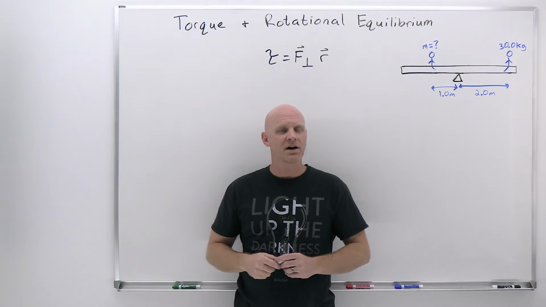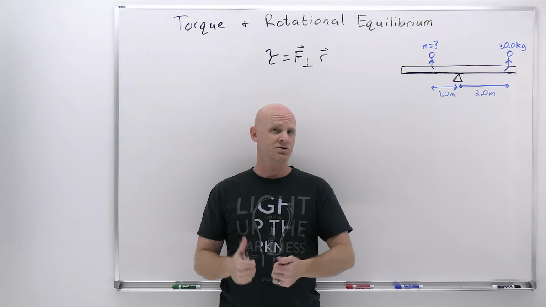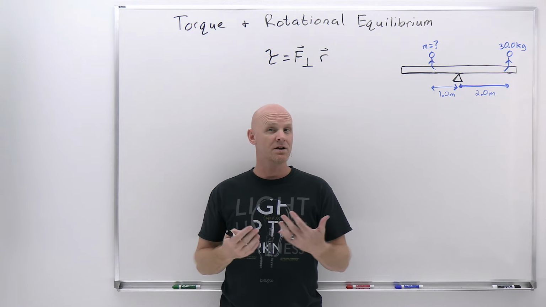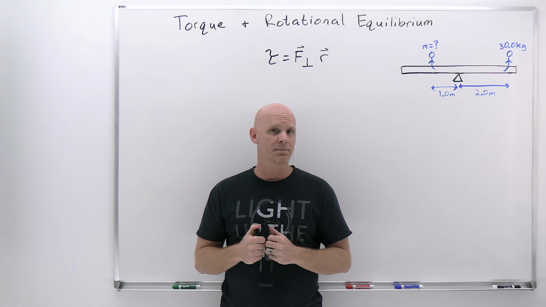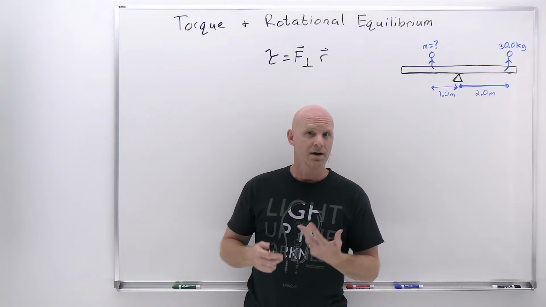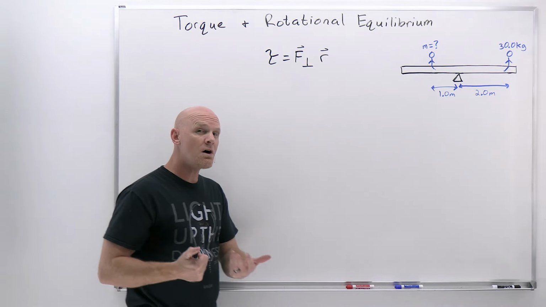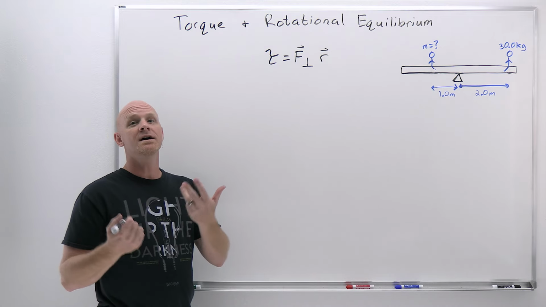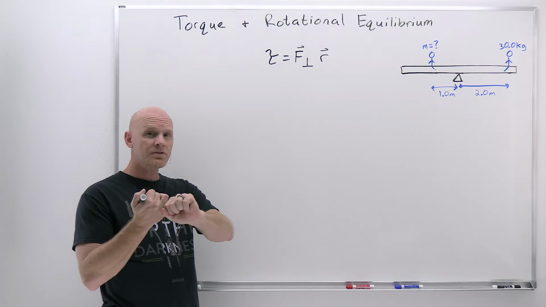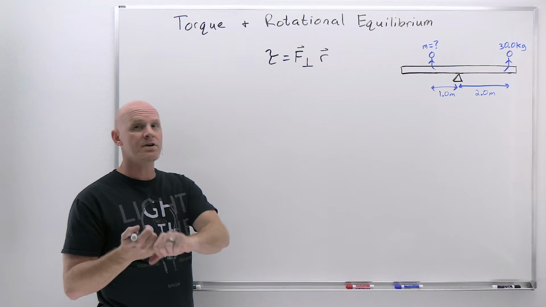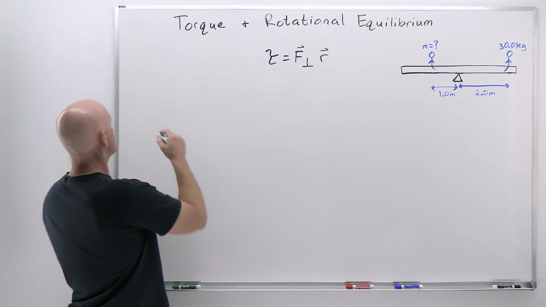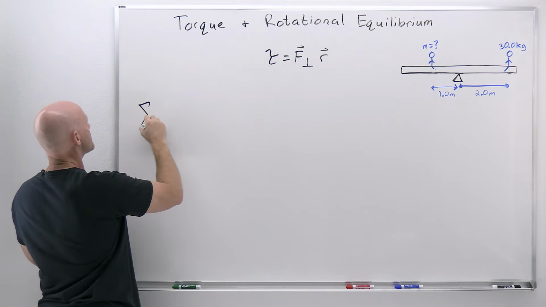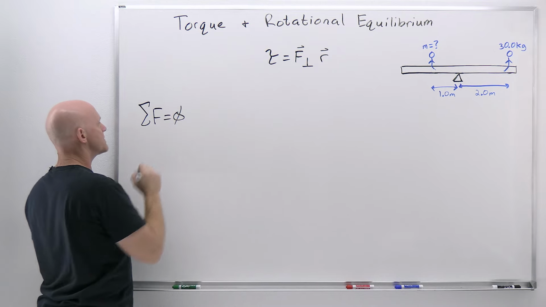So we want to start this off by talking about the conditions for rotational equilibrium, but I first actually want to compare them to the conditions for equilibrium brought up back in chapter 4. According to Newton's first law, we said the sum of the forces equals zero. There's no net force acting on an object. It will either be moving at constant velocity or not in motion whatsoever, have a constant velocity of zero, if you will. And so we said again that the sum of the forces was zero for a body in equilibrium.